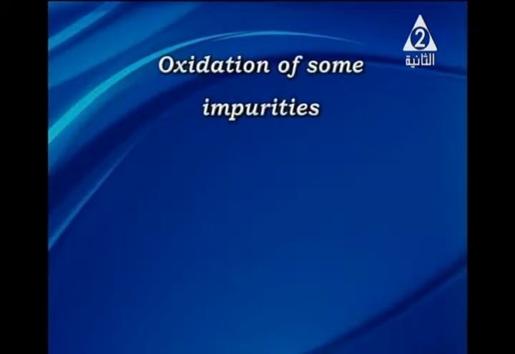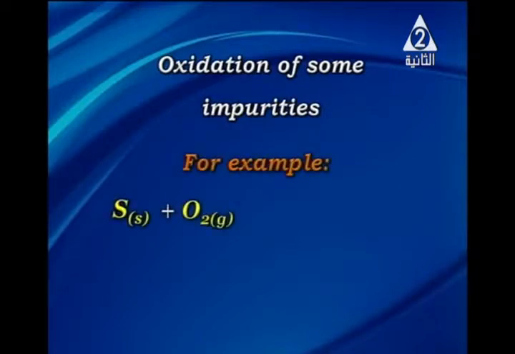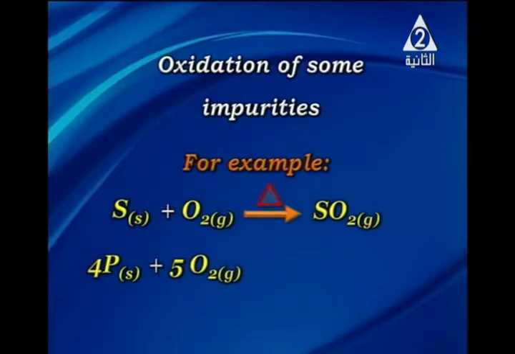My dear students, by doing the roasting process, we make oxidation of some impurities. Here, for example, sulfur is oxidized into sulfur dioxide and phosphorus is oxidized into phosphorus pentoxide.